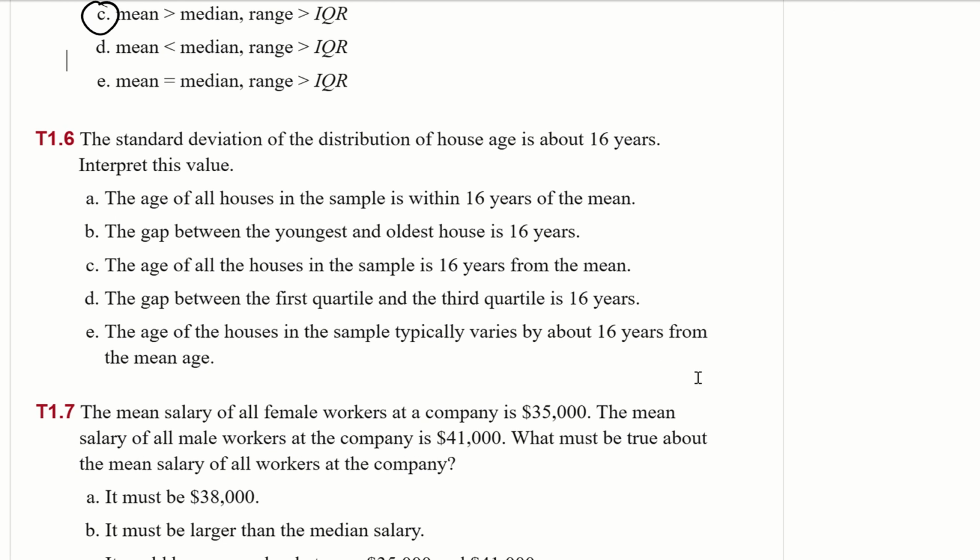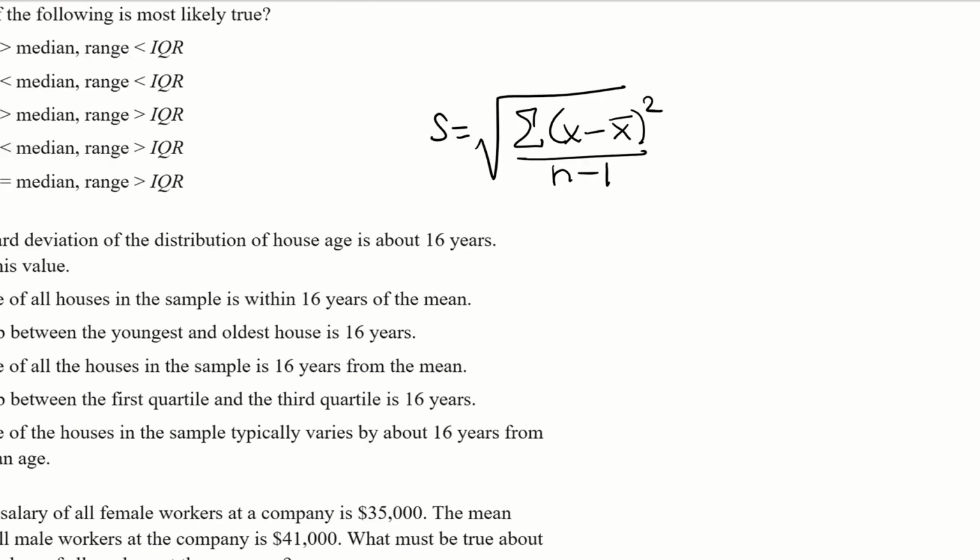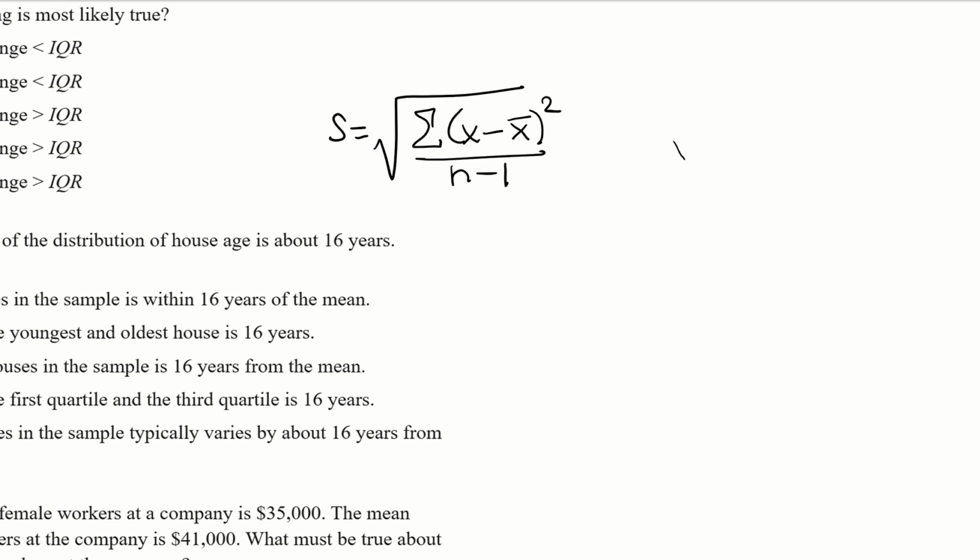All right, so now let's look at 6. The standard deviation of the distribution of house age is about 16 years. Interpret this value. Remember that the formula for the standard deviation is the square root of the sum of the distances of the values from the mean, squared, divided by n minus 1. So what that does is it takes each data value, let's say x1, x2, x3, and x4. Let's say the average is x bar.